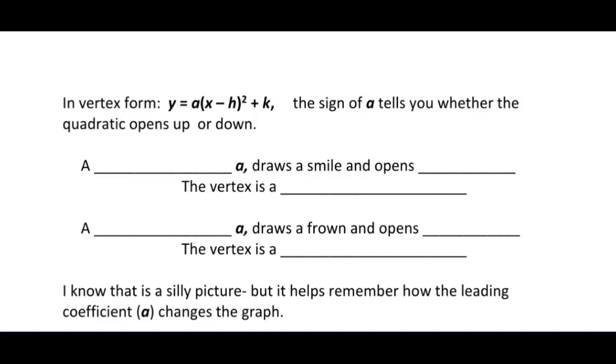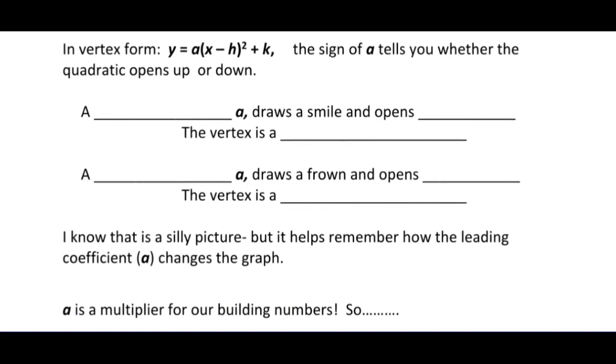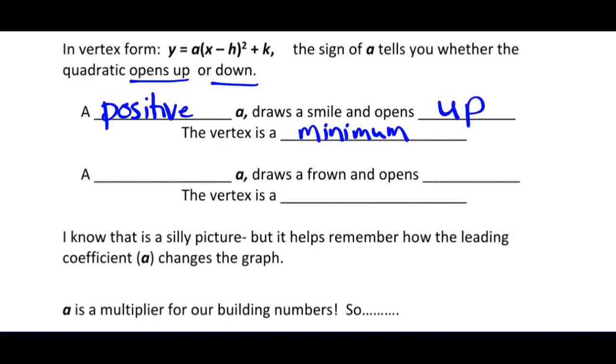All right, so let's look at this. In vertex form, y equals a times the quantity x minus h squared plus k. The sign of A tells it whether or not it opens up or down. Okay? A positive A draws a smile or opens up. Write that down. Okay? Positive A opens up. And that makes our vertex a minimum.